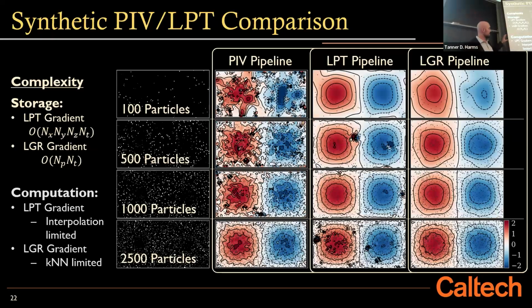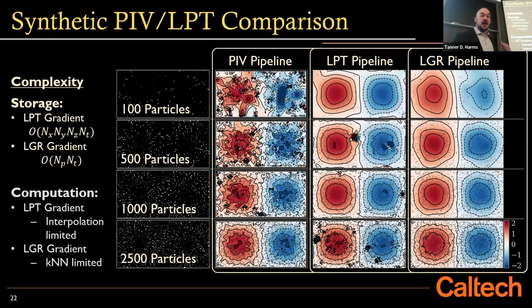Another advantage of this is that Lagrangian gradient regression is k nearest neighbors limited, which is a well understood algorithm that can be done very quickly. However, Lagrangian particle tracking is interpolation limited, and interpolation can be done very quickly, but the algorithms that people tend to use to interpolate here are very expensive. Things like Vic plus or just radial basis function interpolation scale poorly with the number of particles in my domain, to the point where it can become very expensive to compute those interpolations.